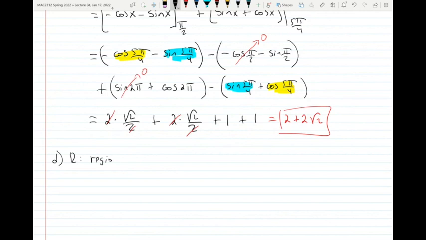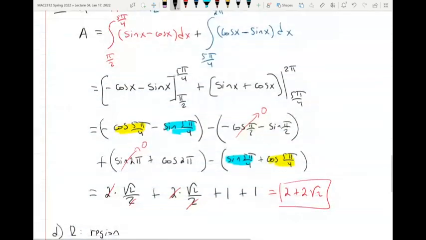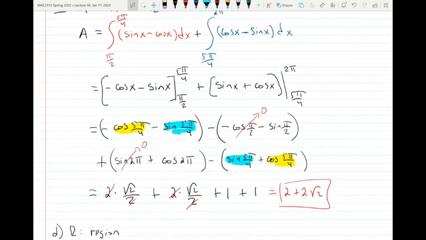Wait, why is the two, square root of 2 positive and not negative? Okay, so 5 pi over 4 is in quadrant 3, right? Both sine and cosine are negative in quadrant 3. So that cancels out the negative, then you have the negative, minus becomes positive, right? And you understand the times 2, because we have the same thing twice.